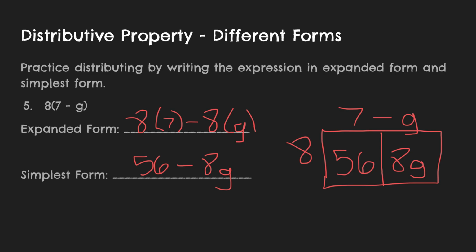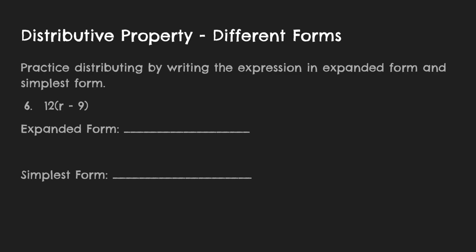All right, couple more examples. Got another one, 12r minus 9. Same thing. I'm going to put 12 on the left, and then r minus 9. Again, they're doing subtraction or negative. Don't let it freak you out.